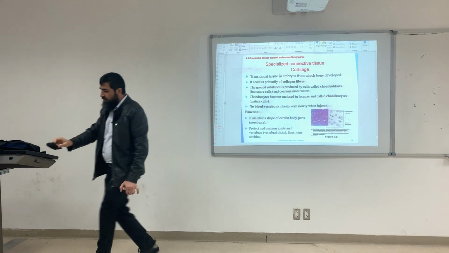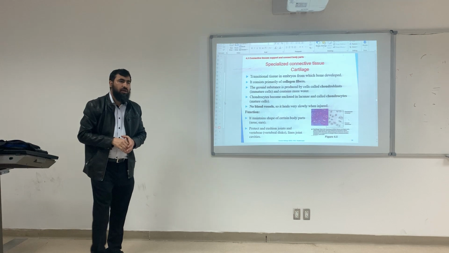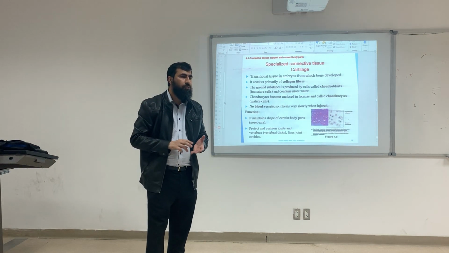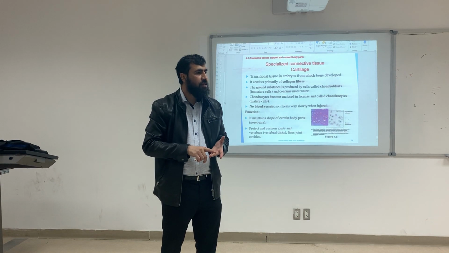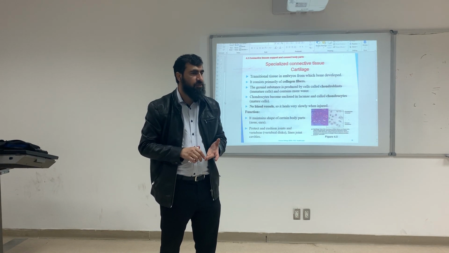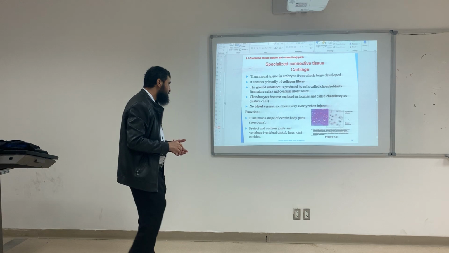So in the blood, we find what we call formed elements. The formed elements are the three different types of cellular parts.